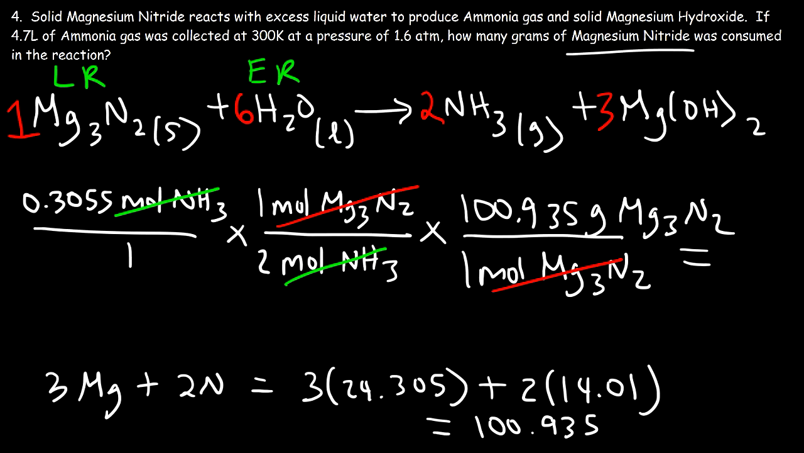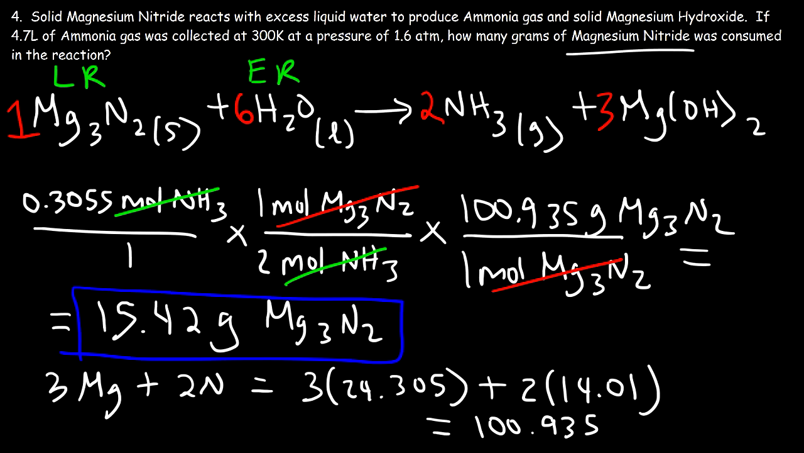So it's going to be 0.3055 divided by 2 times 100.935. And so the final answer is 15.42 grams of magnesium nitride. So that's how many grams of that reactant was consumed in this reaction in order to produce 4.7 liters of ammonia under these conditions.